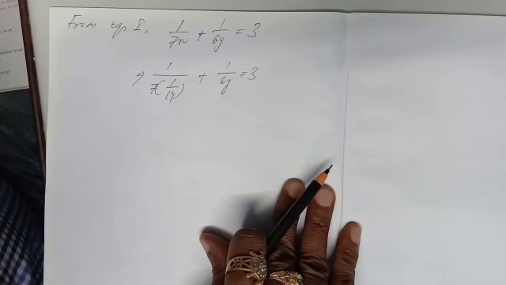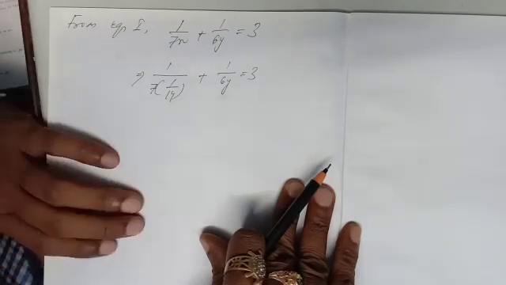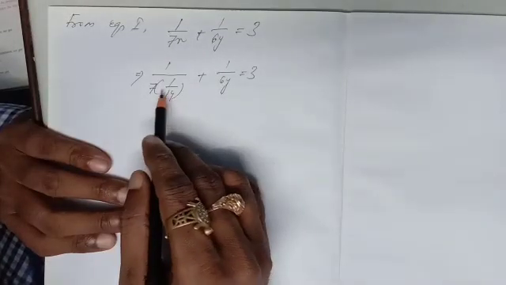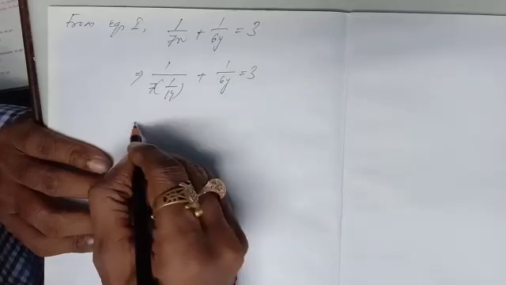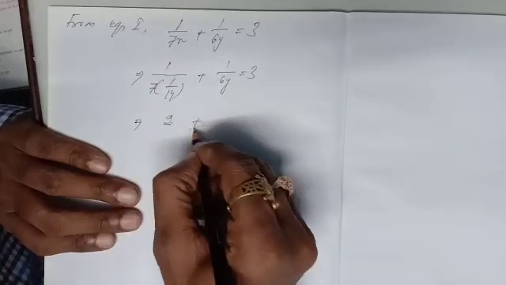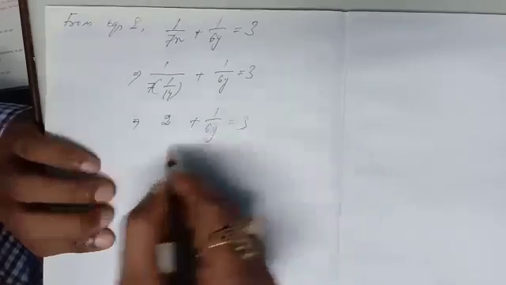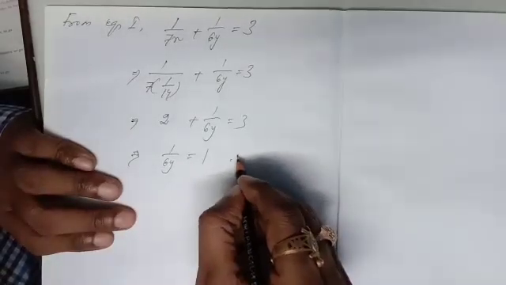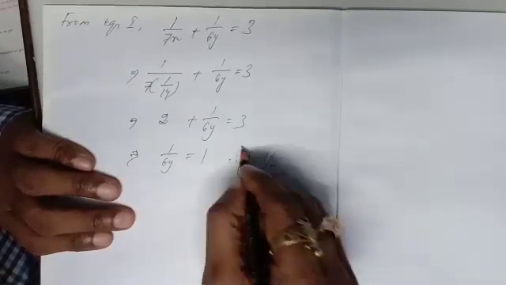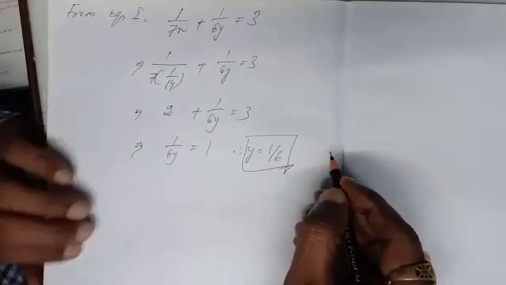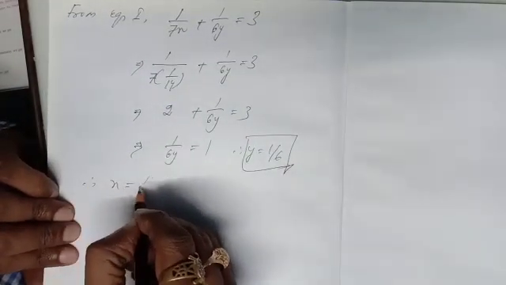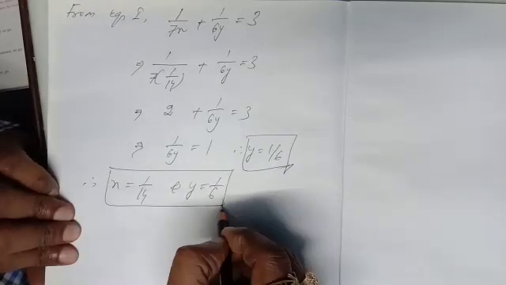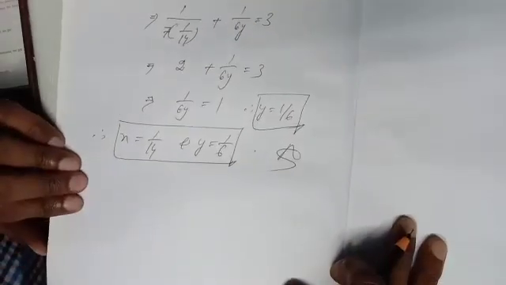Putting the value of x in equation 1. Equation 1 is 1 by 7x plus 1 by 6y equal to 3. What is the value of x you got? 1 by 14. Put here 7 into 1 by 14, that will be 1 by 2, which means indirectly 2 will go up. 2 plus 1 by 6y is equal to 3. So finally 1 by 6y is equal to 3 minus 2, that is 1. Therefore y will be 1 by 6. So the final answer is x is equal to 1 by 14 and y is equal to 1 by 6. In this way you are getting the values of x and y. This is the answer of number 19.